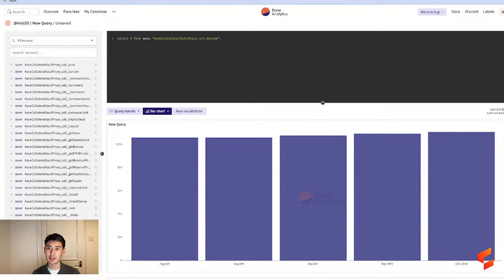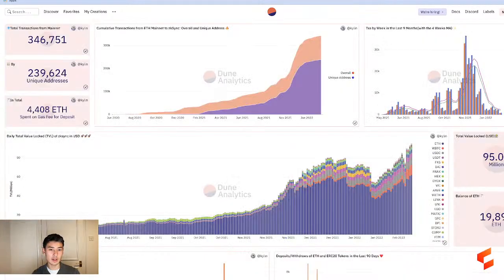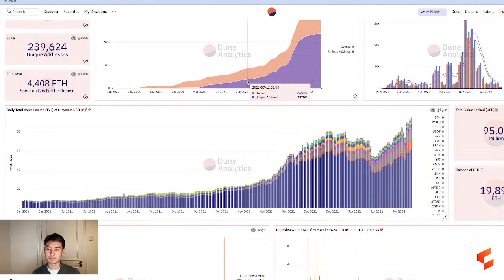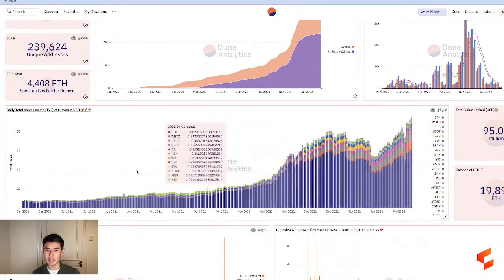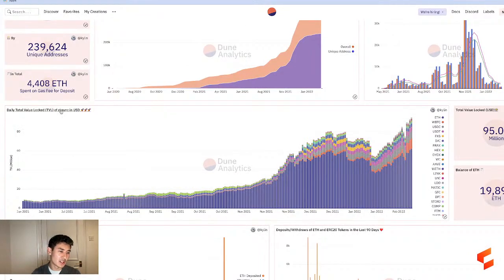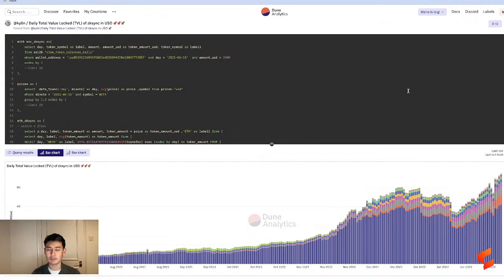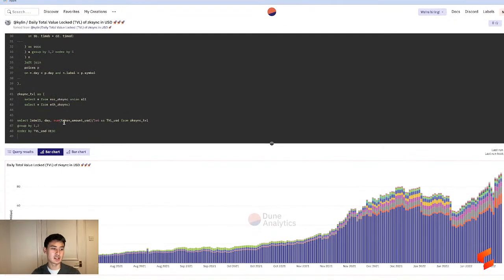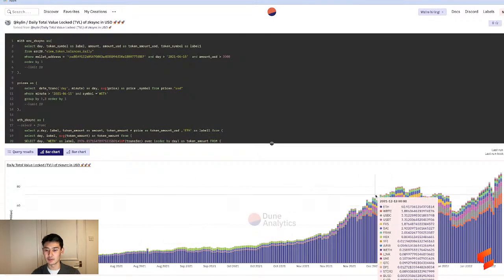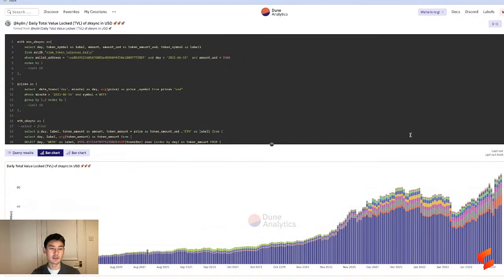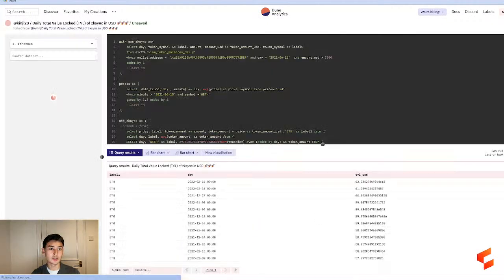So another thing that I wanted to talk about was forking queries. For example, let's say we want to change something about this query here. We can just click right into it and see the entire query. Someone who is much better at SQL than me has written this beautiful query and created this visualization. If we want to make some alterations to it, we can go up here and hit fork.